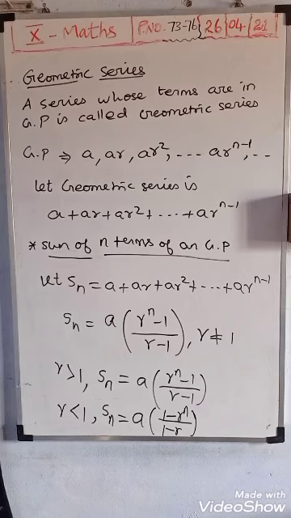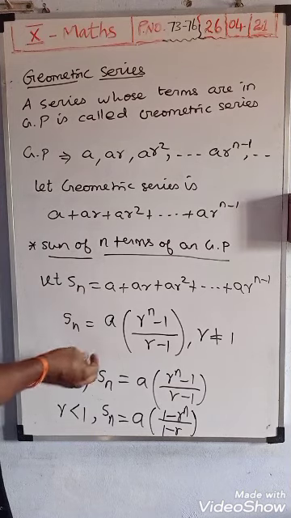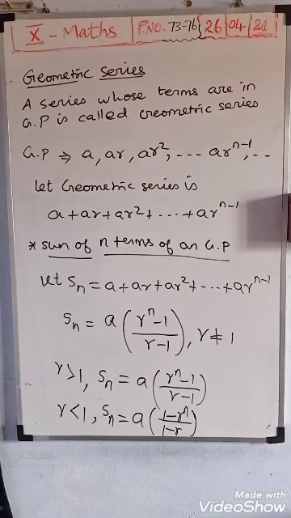It is easy. When r is greater than 1, for example 2, 3, 4, 5, or 5 by 2, like that, we use the first formula: a into r to the power n minus 1 divided by r minus 1. Suppose r is less than 1, a smaller value like 1 by 2, then Sn is equal to a into 1 minus r to the power n divided by 1 minus r. You can apply this formula also, we will receive the answer. For simplification it is easy.